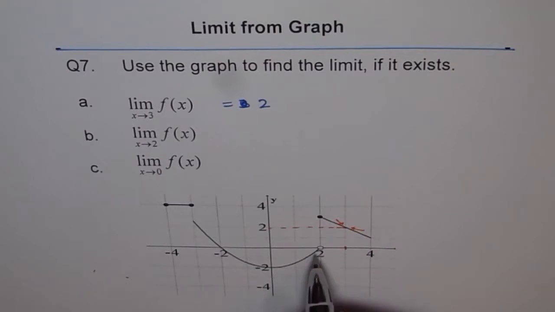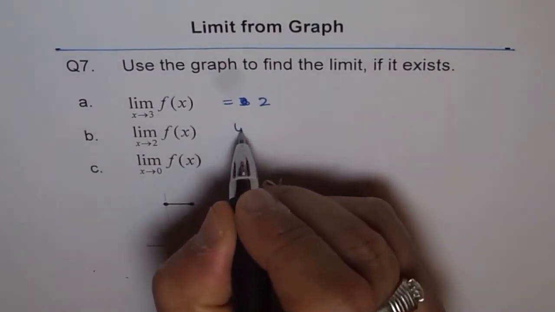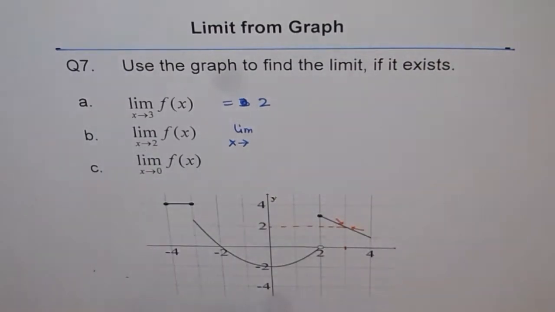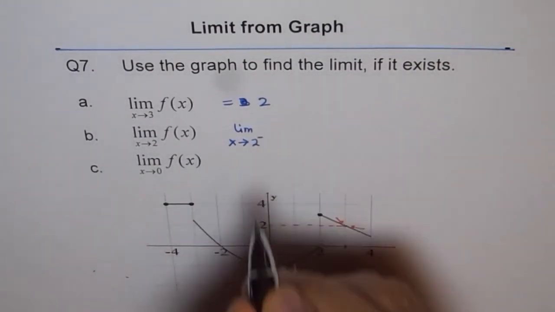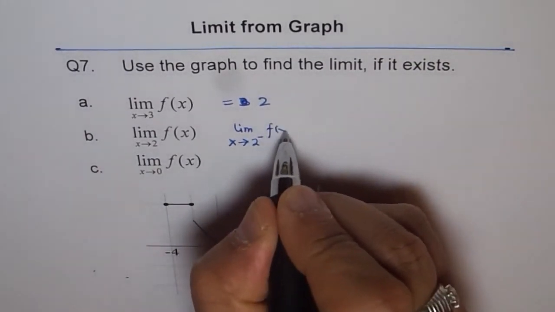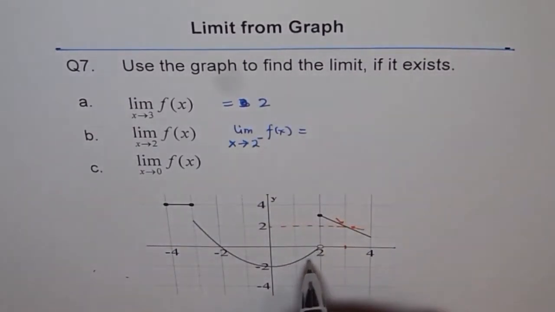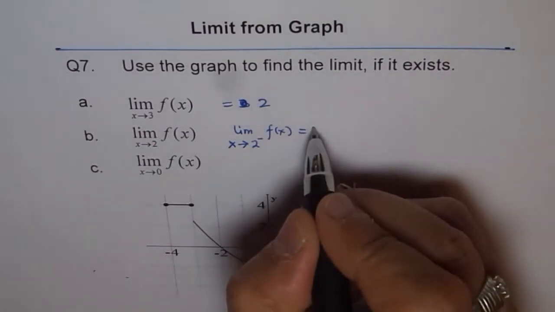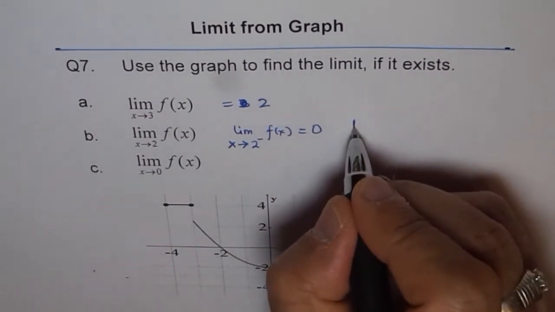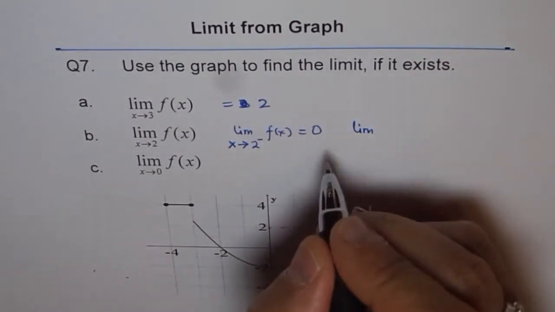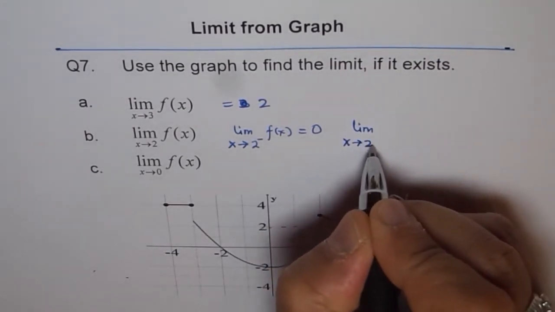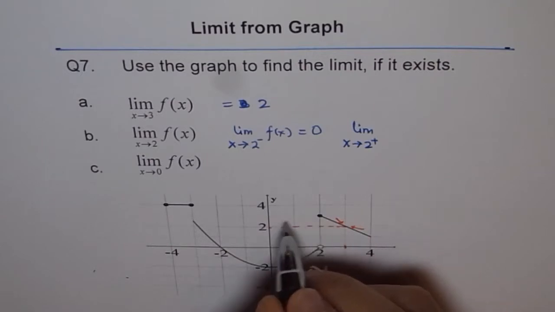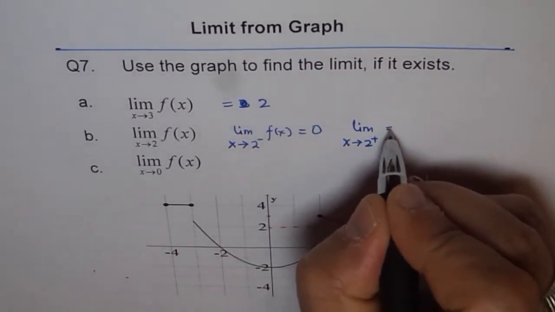Now when you approach 2 from the left side, what you notice here is, the limit as x approaches 2 from the minus side of f of x, what do you get? When you approach from the minus side, you reach a value 0, so that is 0. But when you approach this function from the plus side, that means the right side, then you approach a value 3. Do you see that? You approach 3.